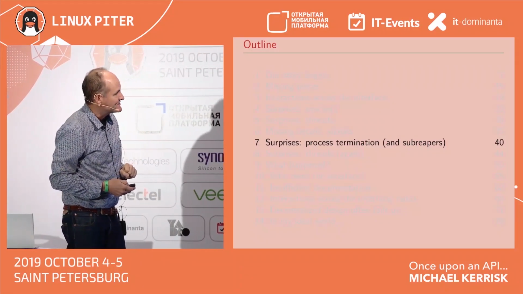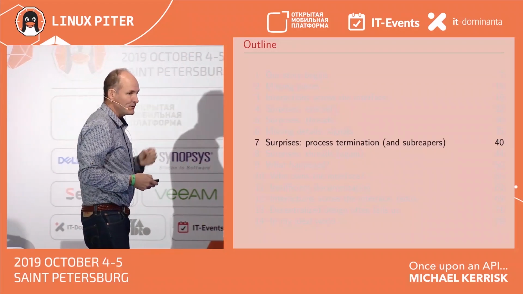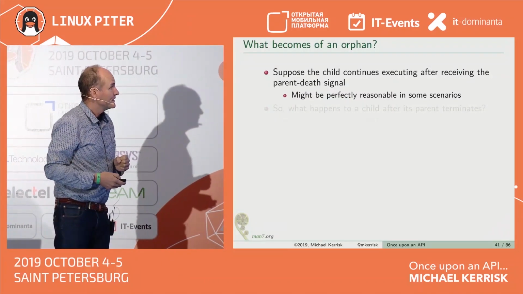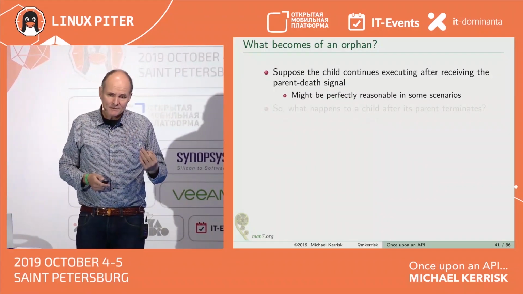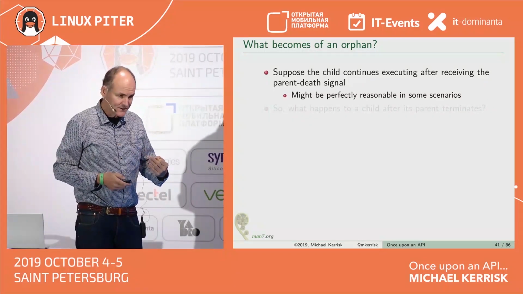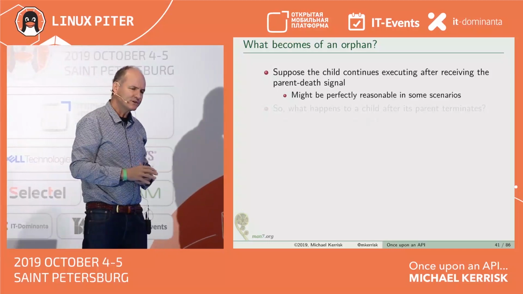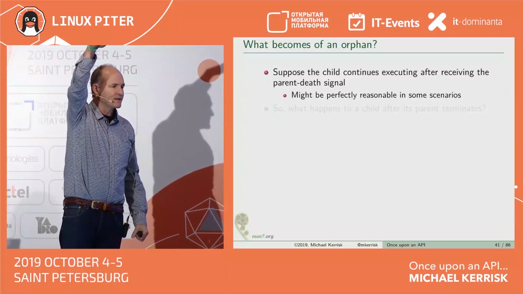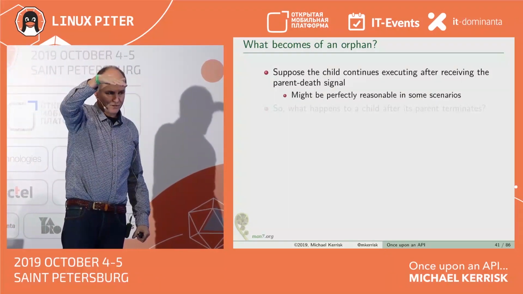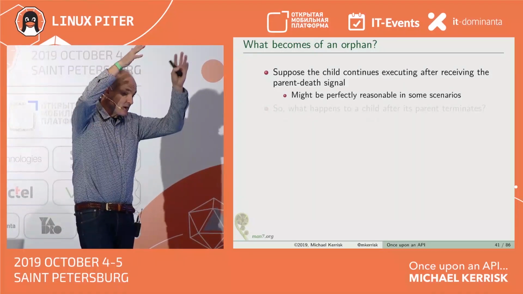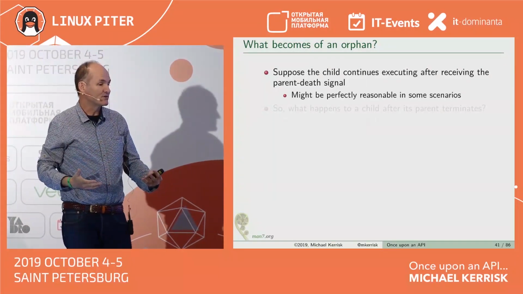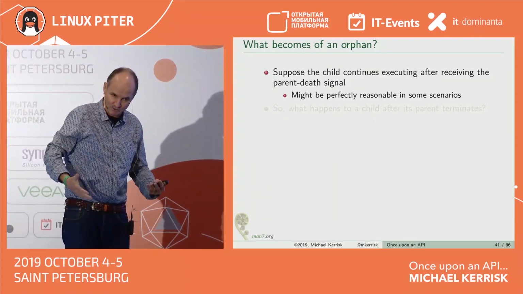Some more surprises, again to do with process termination. Now, maybe the child gets this parent death signal and it just carries on executing. I think the original intent of this feature was that the original kernel developer wanted to have the feature: if the parent process terminates, I want to make sure the child process terminates as well. And that's a reasonable thing to want to do.